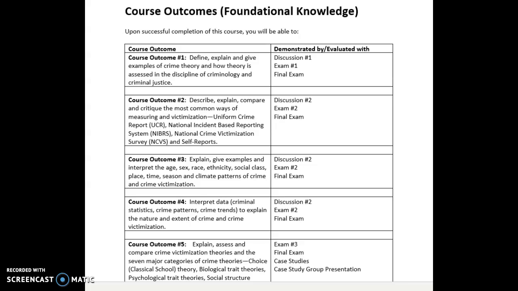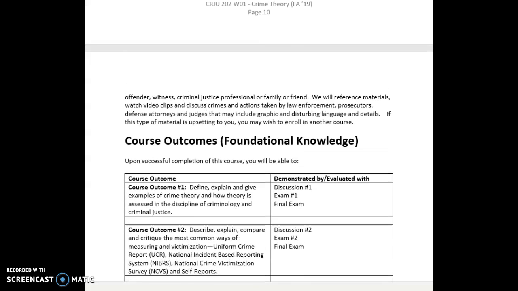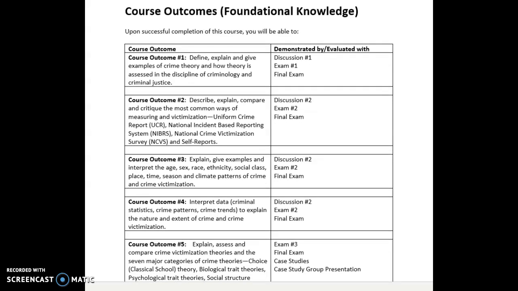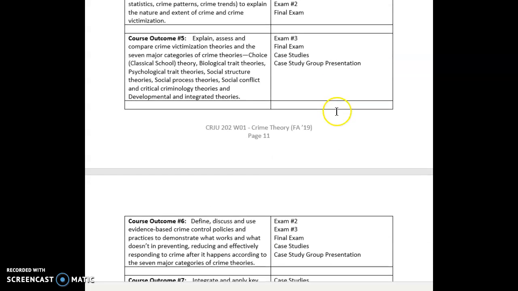Hello, this is Professor Couture, back to finish up with our review and orientation of the syllabus. I am on page 11 of the syllabus. You can find specifically what your learning outcomes are for this course and the graded assignments that you will be doing in order to demonstrate that you have in fact accomplished those learning outcomes.